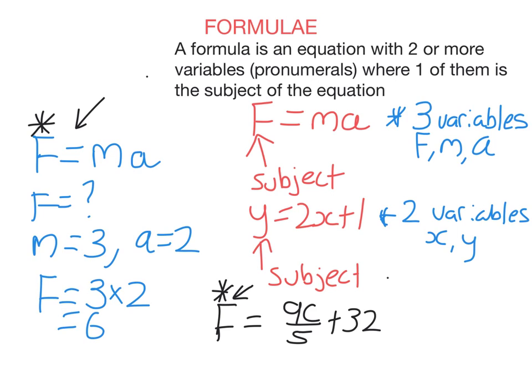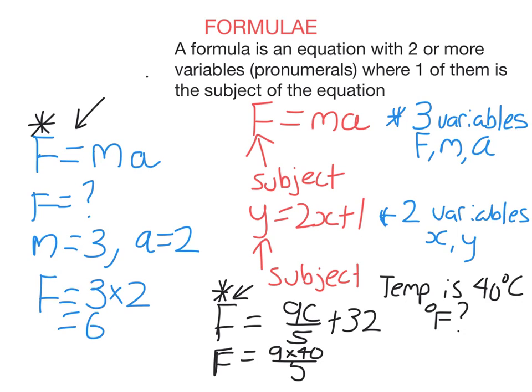So let's say the temperature outside is 40 degrees Celsius. And I want to know, what is that in degrees Fahrenheit? So I can use this formula that I've written down to find that out. All I need to do is change C to 40. So F will be 9 times 40 divided by 5, and then I add 32 to that. So I can put that in my calculator or do it in my head.